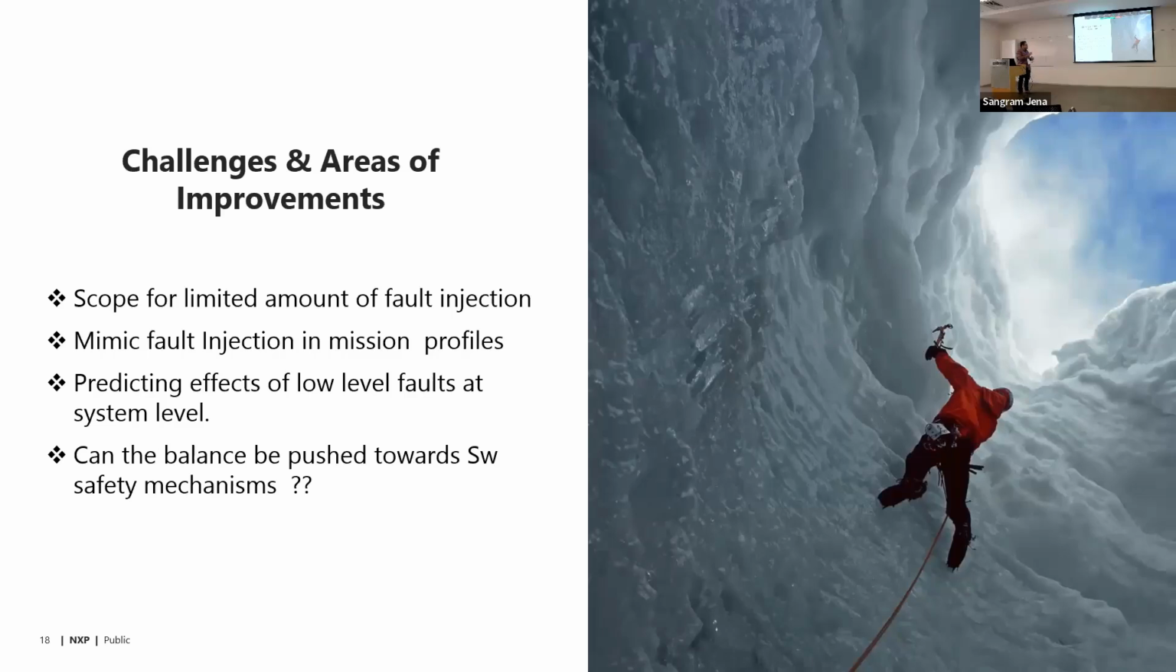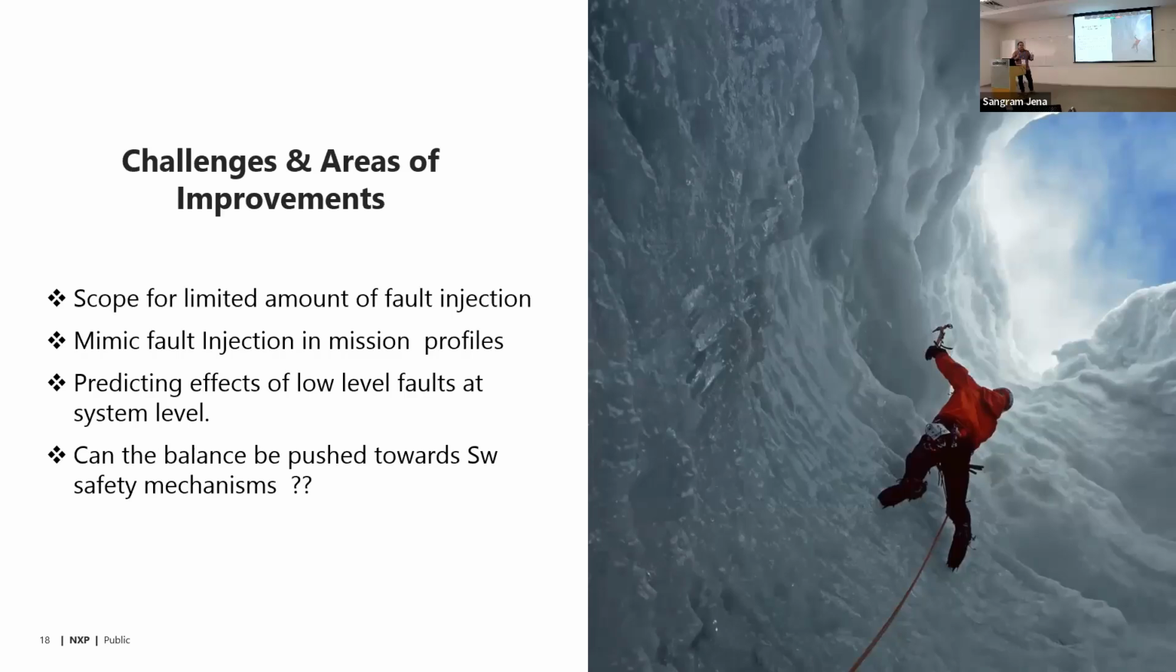So these are some of the challenges. I think some of them we have already discussed. One of the problems that we always face is we have a limited amount of time for doing fault injection simulations, right? Most of our time will go into functional testing. We barely have enough time to test out all the scenarios in functional mode. So we need to figure out a way to do more and more fault injection testing, which is actually in line with the operational profile.